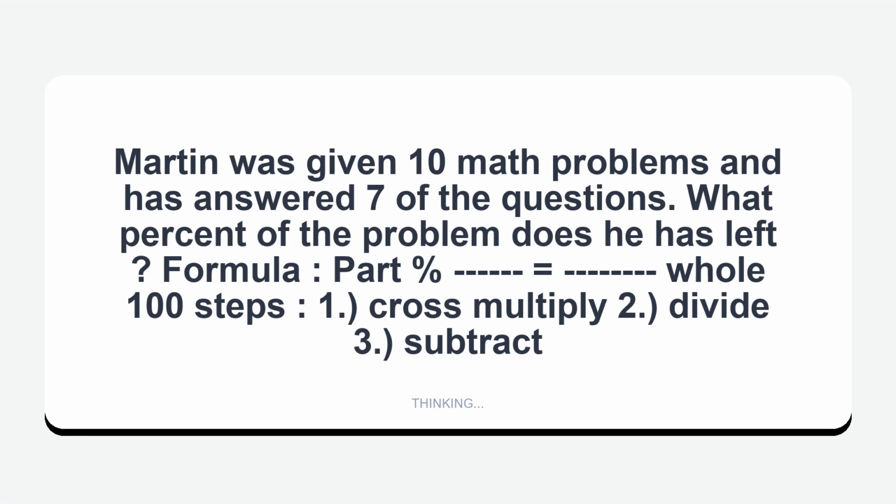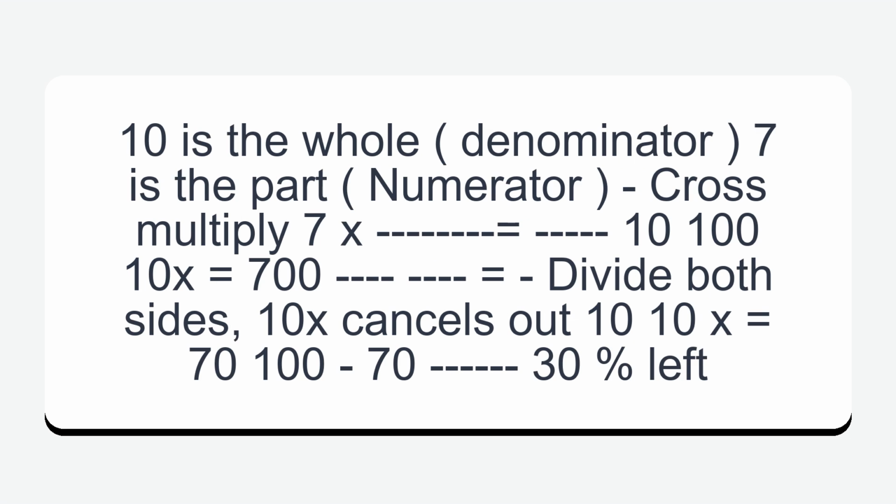Martin was given 10 math problems and has answered 7 of the questions. What percent of the problems does he have left? Formula: part over whole equals percent over 100. Steps: 1, cross multiply; 2, divide; 3, subtract. 10 is the whole, the denominator; 7 is the part, the numerator. Cross multiply: 7 times 100 equals 10x, so 700 equals 10x. Divide both sides by 10: x equals 70. 100 minus 70, 30% left.